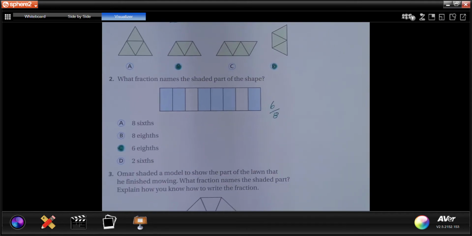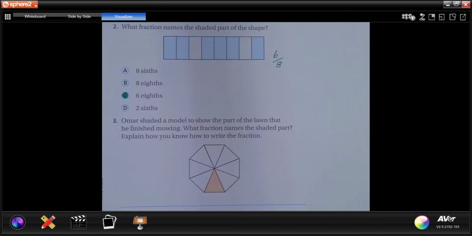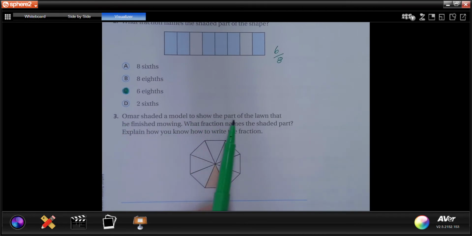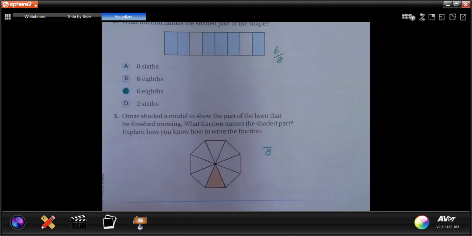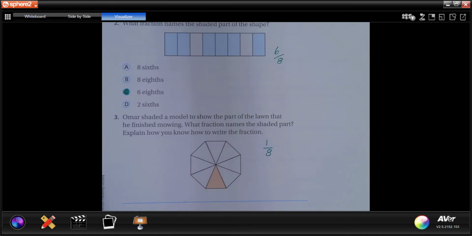Number 3. Omar shaded a model to show the part of the lawn that he finished mowing. What fraction names the shaded part? Explain how you know how to write the fraction. Well, how many parts are there in one whole? There are 1, 2, 3, 4, 5, 6, 7, 8. There are 8 parts in the whole, so 8 is our denominator. How many are shaded? 1.